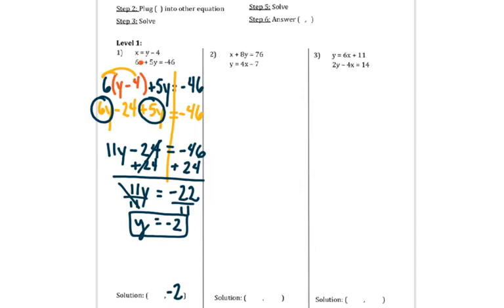Now that I know that y is negative 2, I need to solve for x. To solve for x, we can pick either equation, but it's easier to pick the equation that says x equals. So it says x is, instead of y, I know that the y is a negative 2, and then it says minus 4. I wrote this exact equation, but instead of y, I replaced it with negative 2, because that's what I know that y is. Negative 2 minus 4 is negative 6.